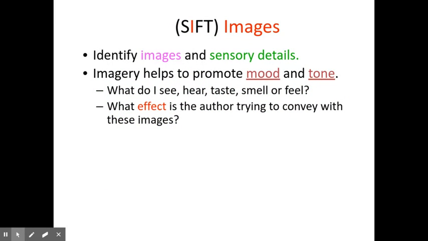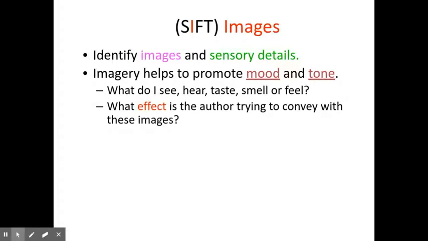So now we're into the eye in sift. Images and sensory details. Imagery helps promote mood and tone, as in, what do I sense? What do I hear, see, smell, taste, feel? And what effect is the author trying to convey with these images? If they show you an image or describe an image to you, make no mistake, there's a reason for it. It's not there by mistake. It's not there by accident.